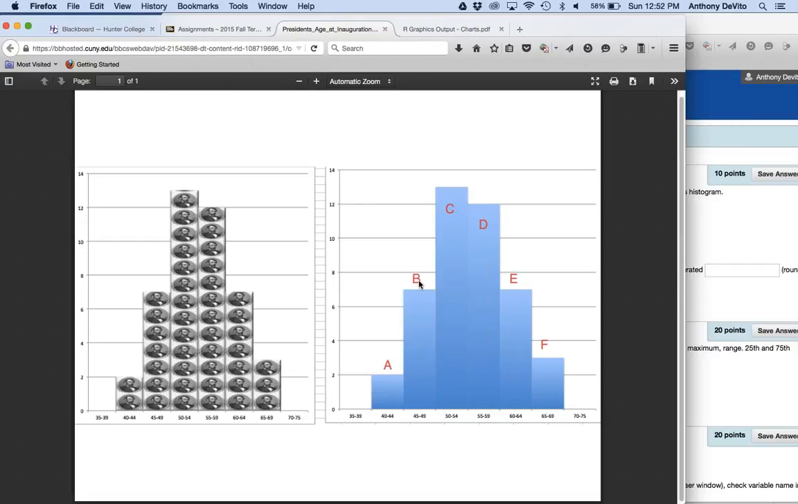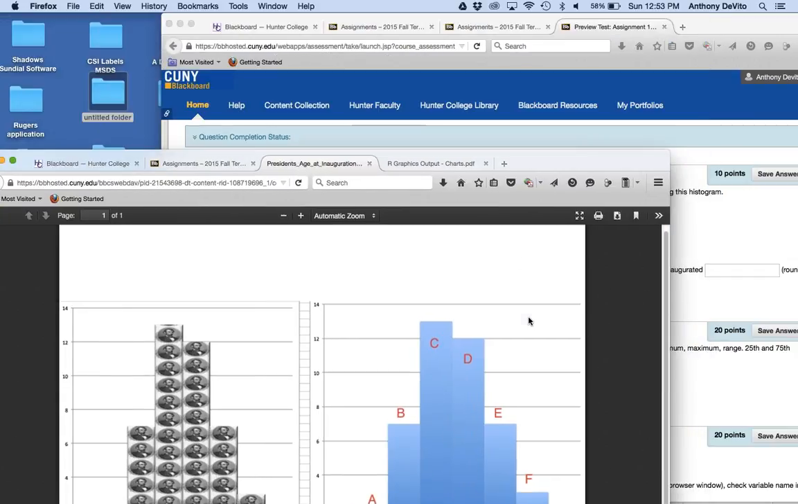2 and 7 is 9, so we haven't reached the 11th president. So the 11th president is in the bar C, right? And the 75th percentile is going to be 11 from the top. So we've got 3, we've got 7, and 3 is 10, so the 11th president is going to be in the bar which is D.